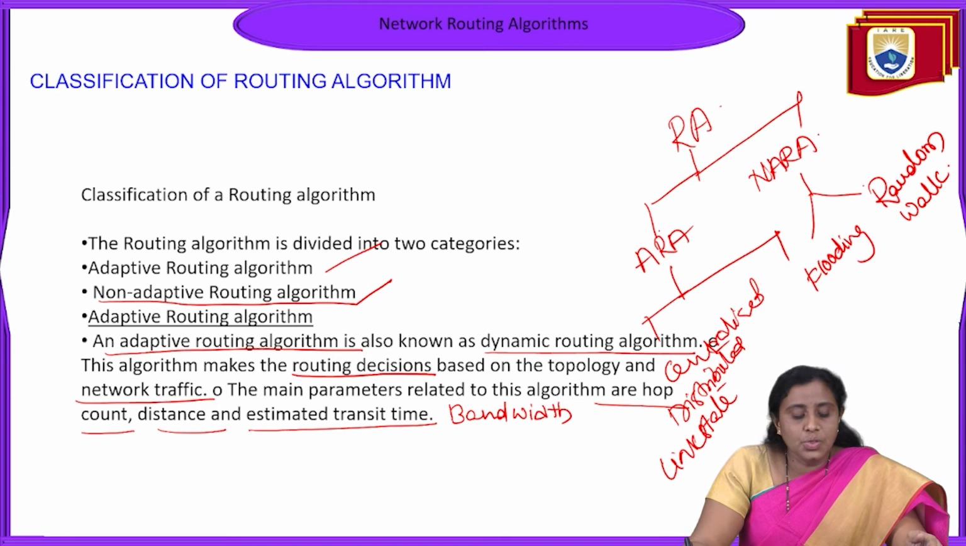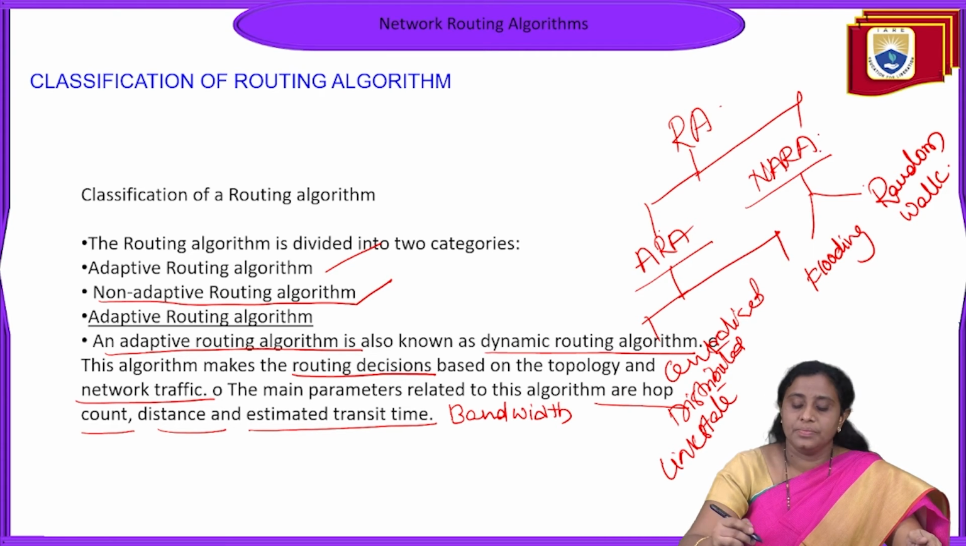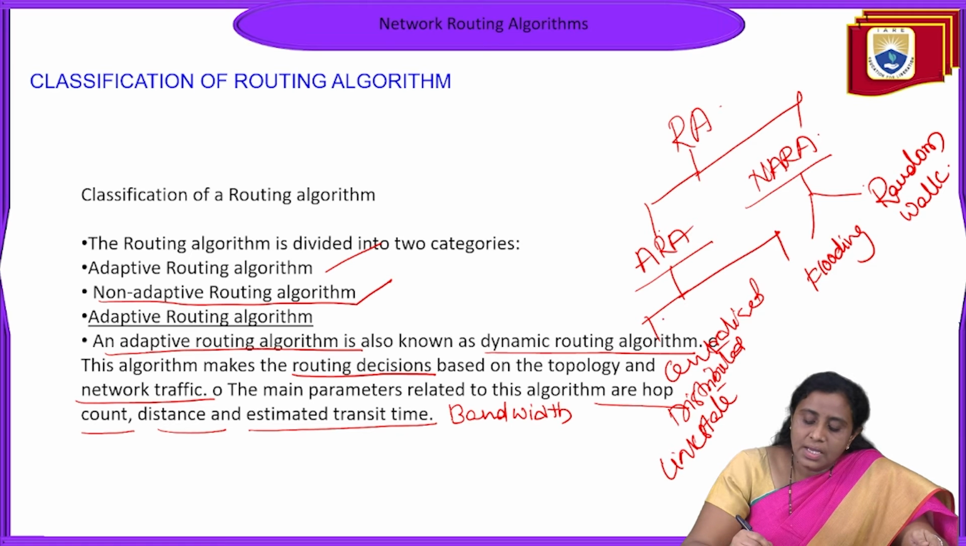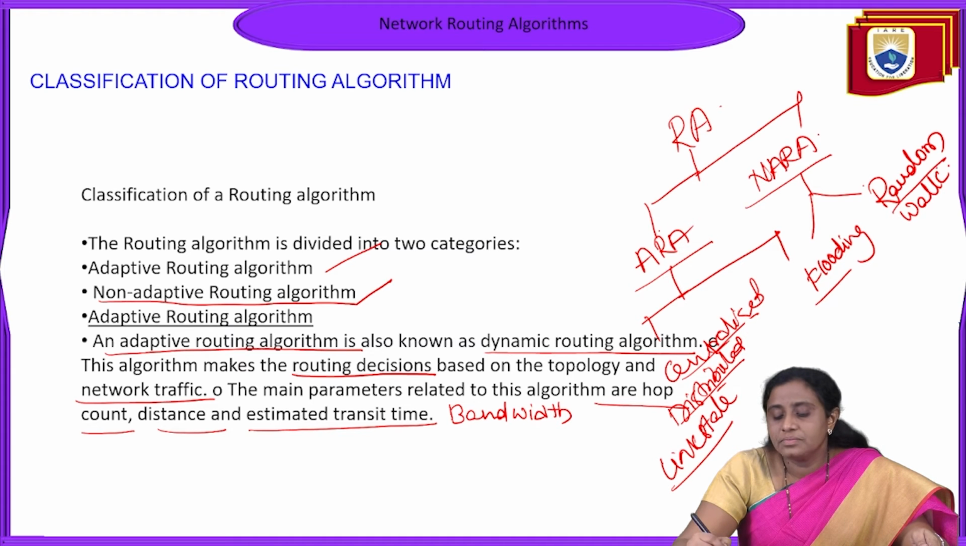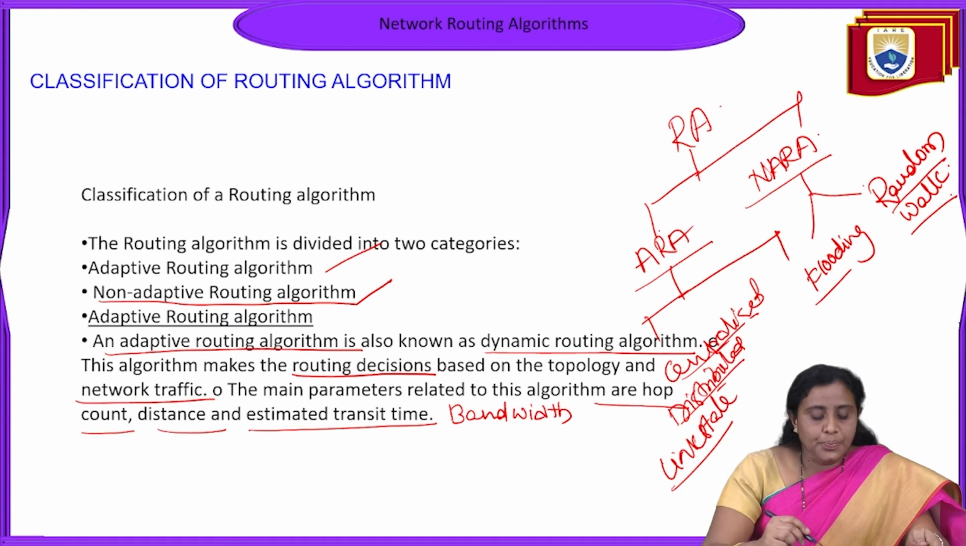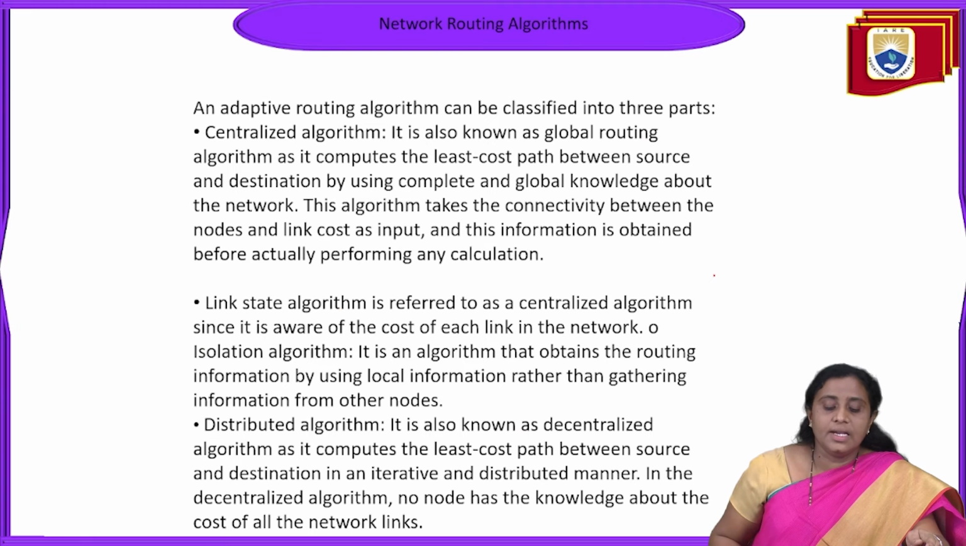Again, to explain the classification of routing algorithms here: the first one is the adaptive routing algorithm, the second one is the non-adaptive routing algorithm. The adaptive routing algorithm is classified into centralized, distributed, as well as the link state algorithm. Coming to the non-adaptive routing algorithm, there are the flooding algorithm as well as random walks. Up to now we have already seen the metrics and what is meant by an adaptive routing algorithm. Coming to the categories of an adaptive routing algorithm, let us see them one by one.